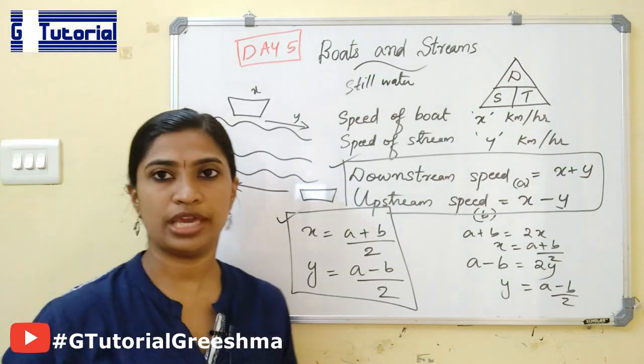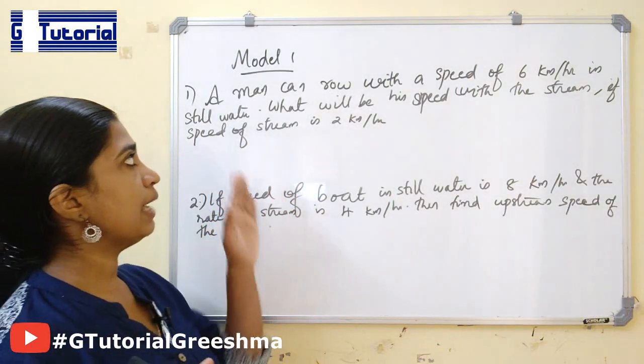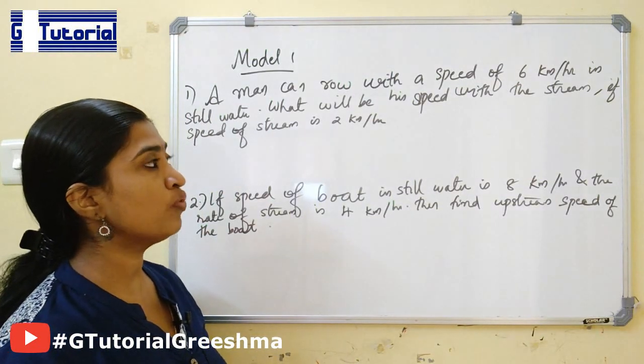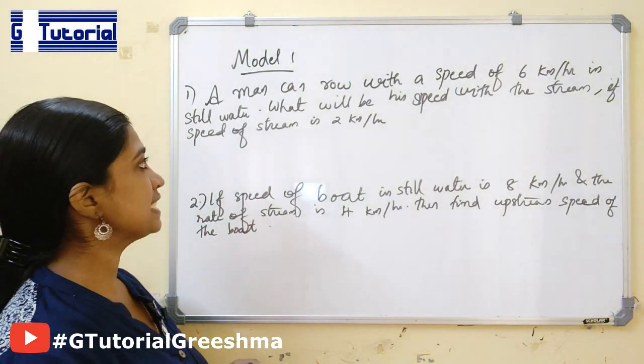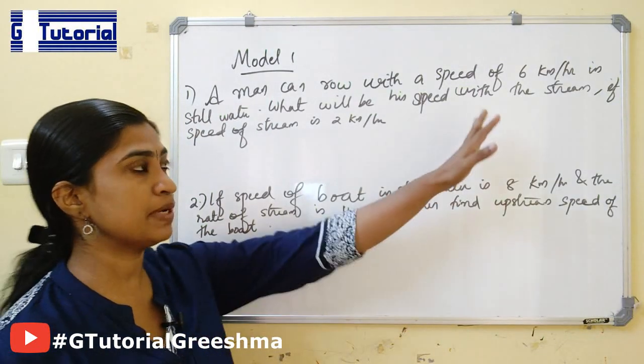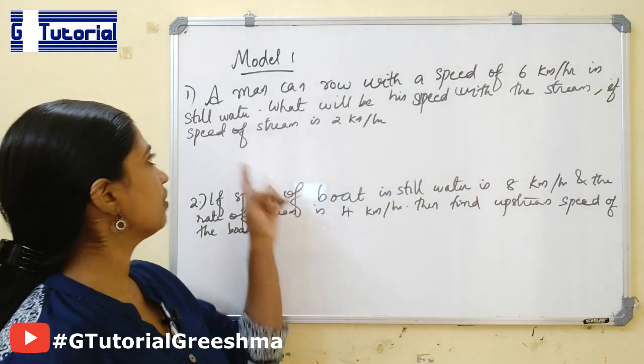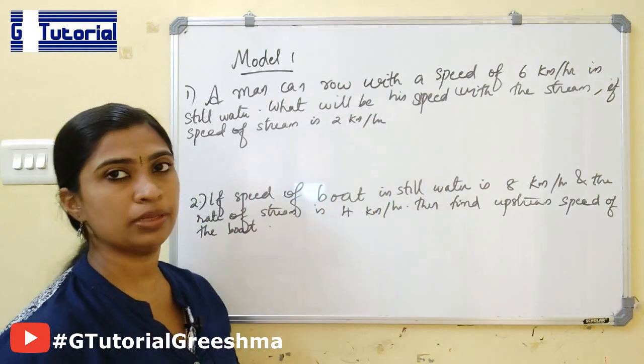Okay. This is the first question from model 1. A man can row with a speed of 6 km per hour in still water. That is, a man can row in still water at a speed of 6 km per hour. What will be his speed with the stream if the speed of stream is 2 km per hour?